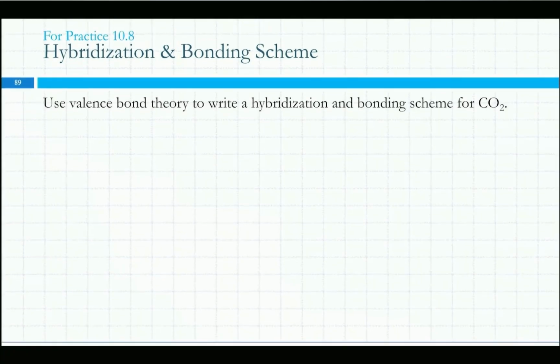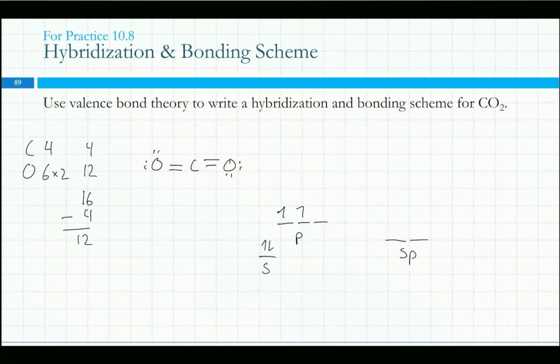Okay, for CO2, carbon, and then 2 oxygens, so 6 times 2, that's 4. And then we got to form some double bonds. How many hybridized orbitals will this carbon have? How many sigma bonds are there? So the double bond is 1 sigma bond and 1 pi bond. So it's going to have 2 hybrid orbitals. Those will be sp again.